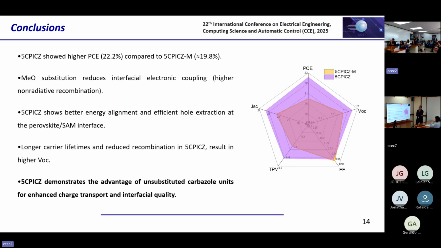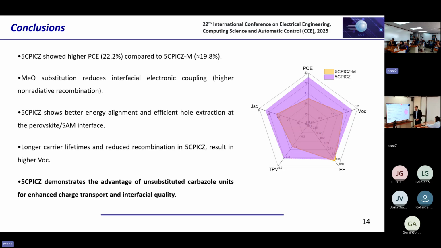Finally, the conclusion of this work: the SAMs without the methoxy exhibit the highest efficiency. The problem with the methoxy SAM is that the methoxy groups reduce the interfacial electronic coupling between the SAM, the ITO, and the perovskite.